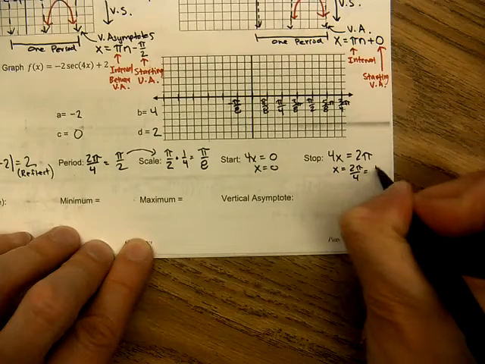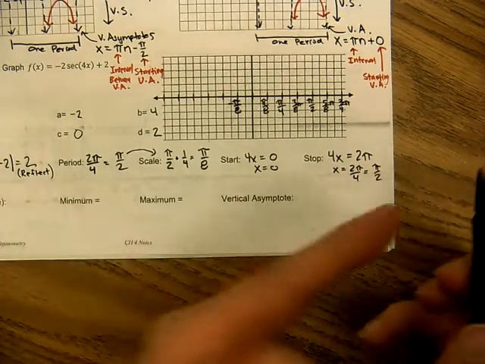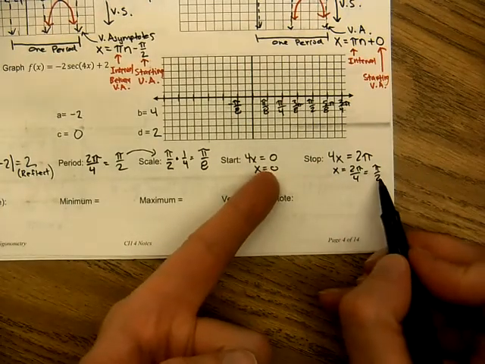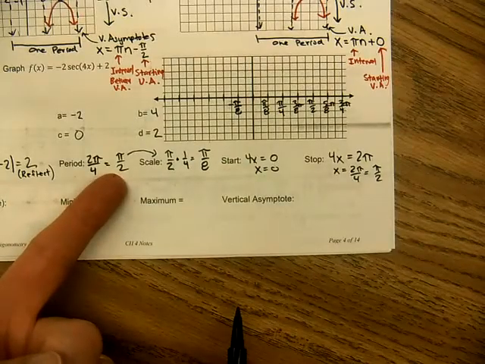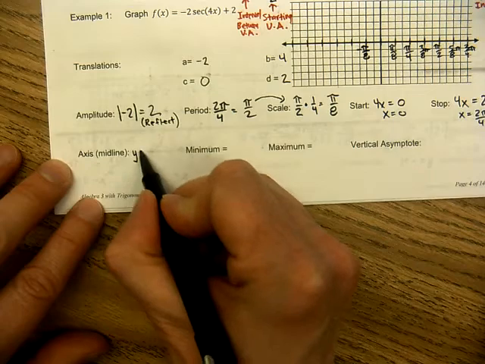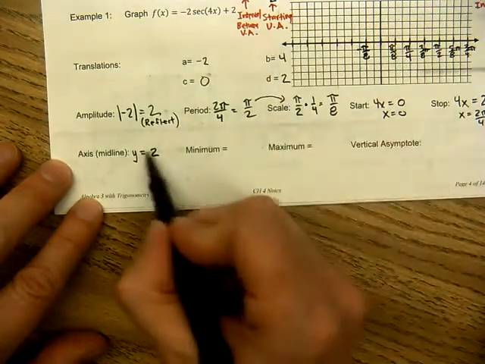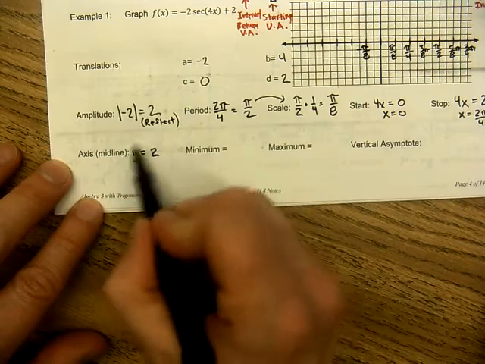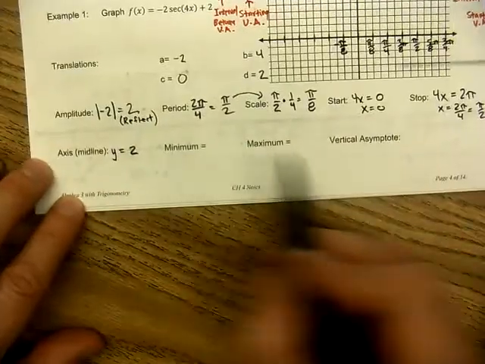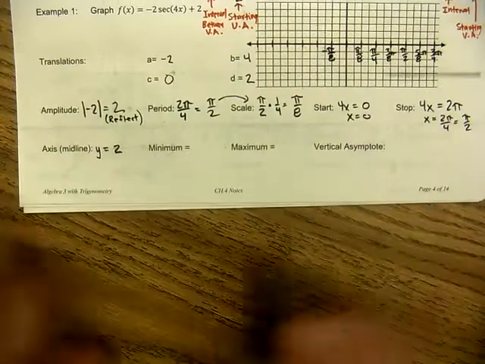And we reduce that fraction. So again, this should make sense. If you're starting at 0 and you're stopping at pi over 2, that should match up the period, and it does. That axis or that midline, that's our vertical shift of up 2. That's the value of d. So y equals 2 is the equation of the horizontal line. So we'll come back to the vertical asymptote later.